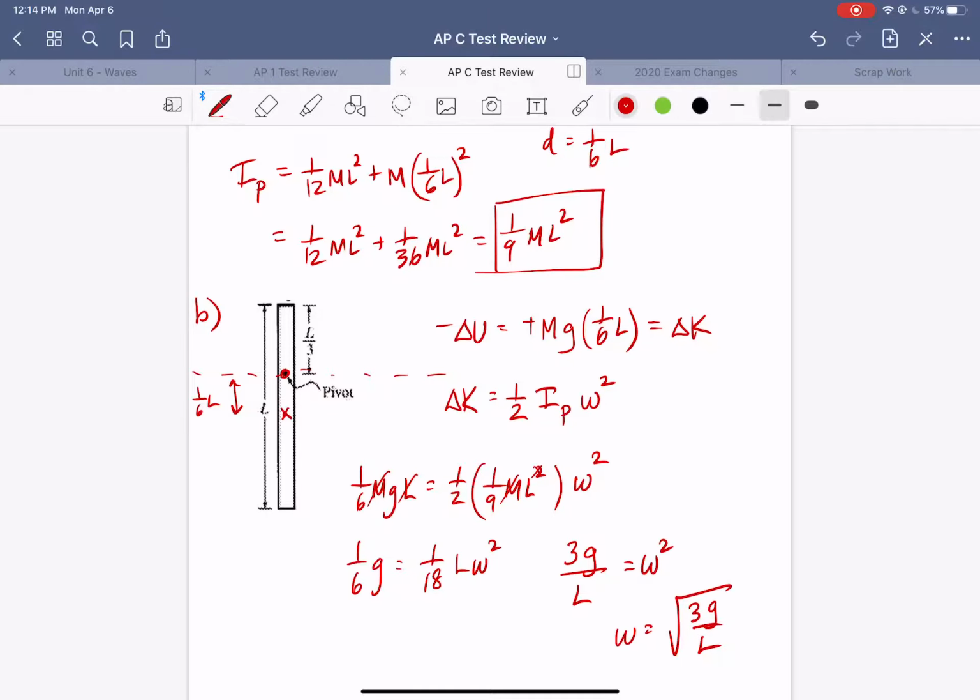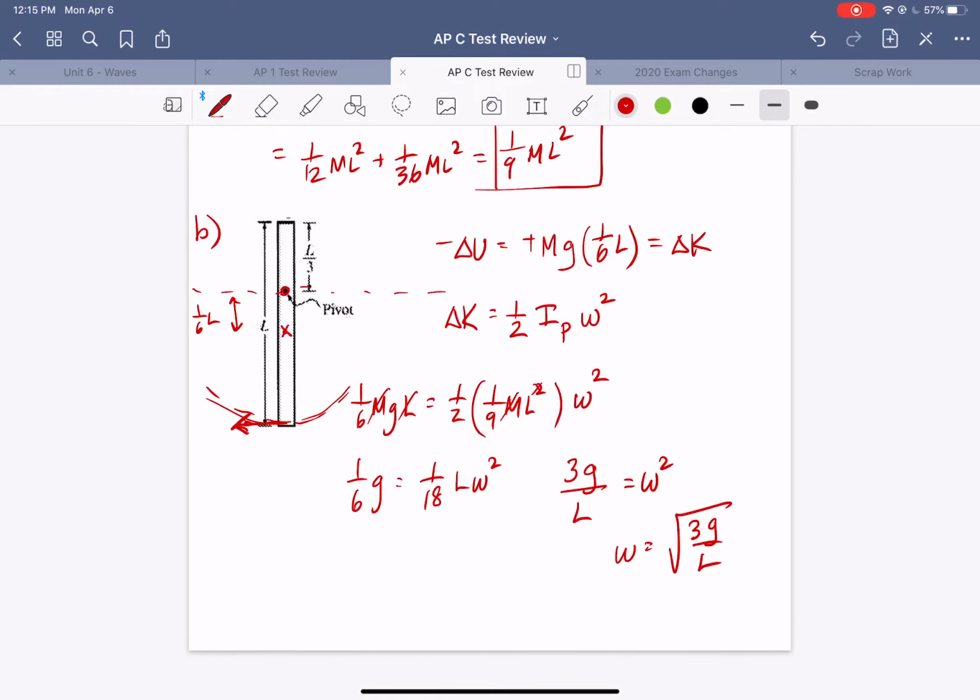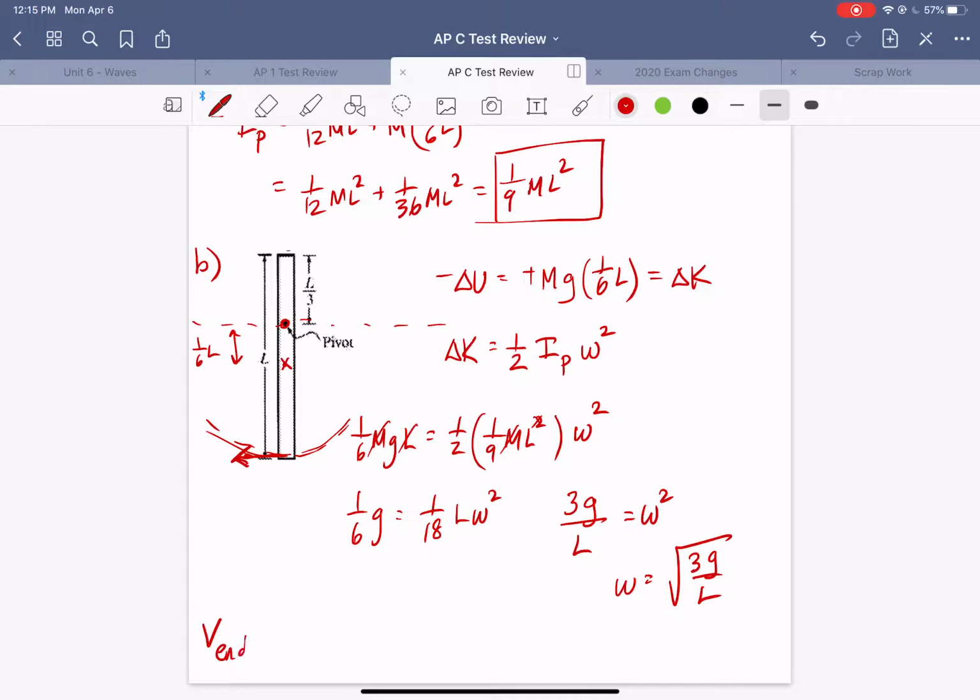All right, so we are almost there. What we actually want is the linear velocity of the bottom end of the rod. So this thing is moving in a circular path. The velocity here is going to be related to the angular velocity. So the velocity of the end of the bar is going to be omega times r, which is the radius of the path that it is tracing.